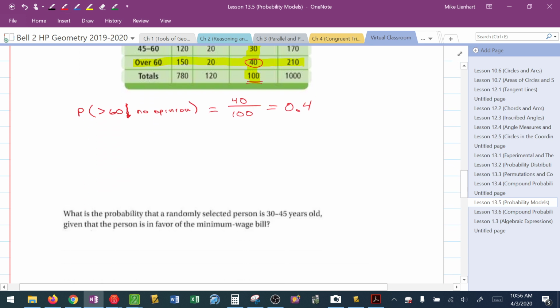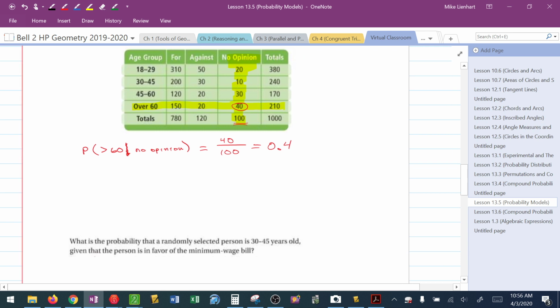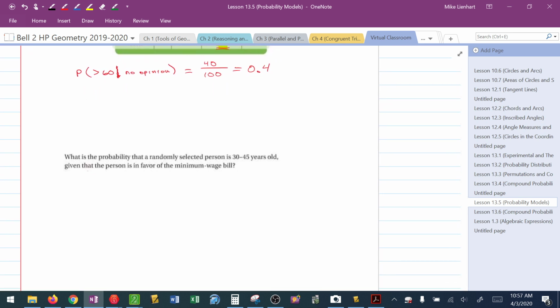All right. So let's see. I might have to shrink this a little bit. So this one says, I'm going to have to write it. What is the probability that a randomly selected person is 30 to 45 given, there's that key, telling you it's conditional, that the person is in favor of a minimum wage bill. So I'm going to do this one in blue just so we can use that same table there. This is a probability of 30 to 45 given that they are in favor. Or I'm just going to write they are for the minimum wage bill.